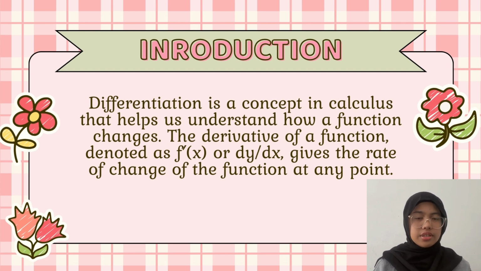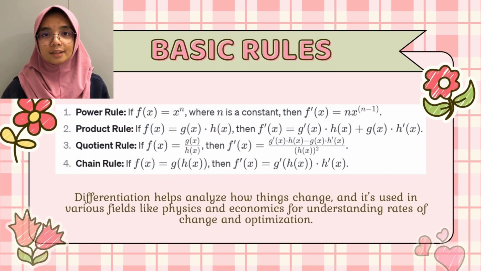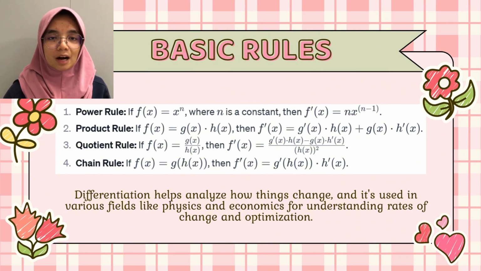There are various techniques for finding derivatives, and this depends on the type of function you are dealing with. Some basic rules include the power rule, product rule, quotient rule, and the chain rule. These rules provide a systematic way to find the derivatives of different types of functions. There are basic rules in differentiation. Firstly, we have the power rule.